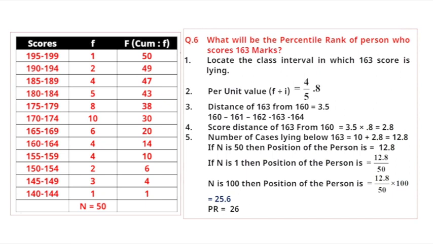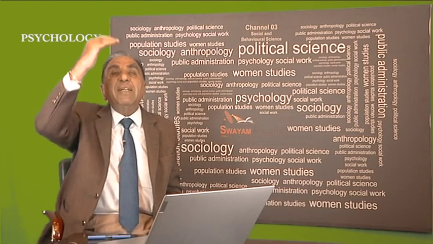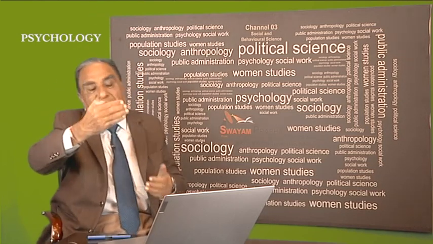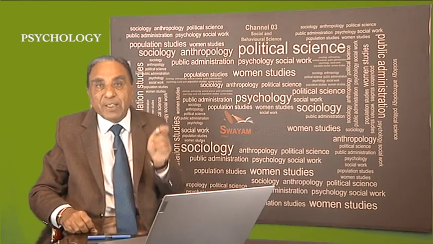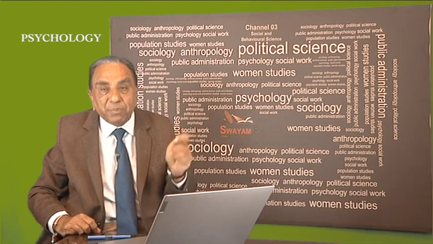So, the rank of the student who is scoring 163 is 26, meaning thereby that out of 100, 74 students are better than this boy and 26 students are below this boy. Clear? By this we can calculate the position of the student on a distribution.